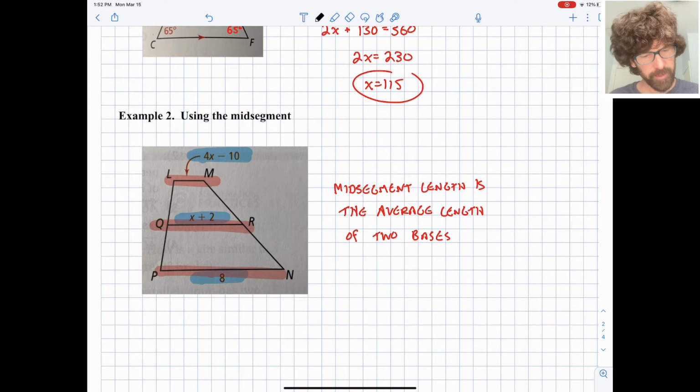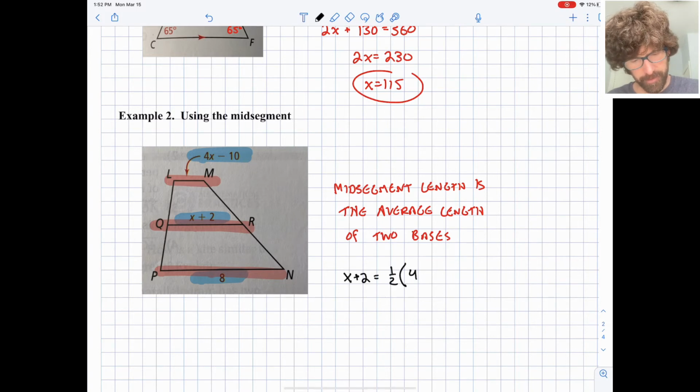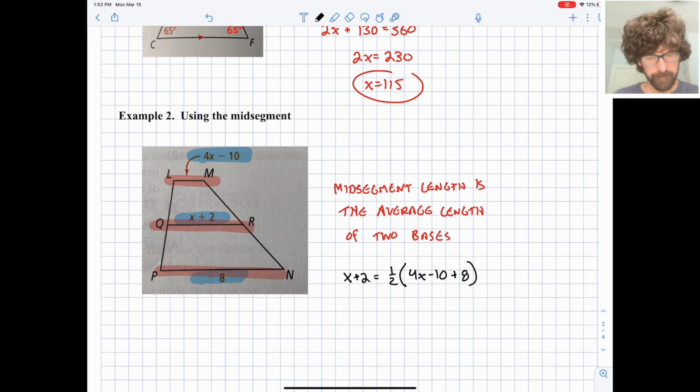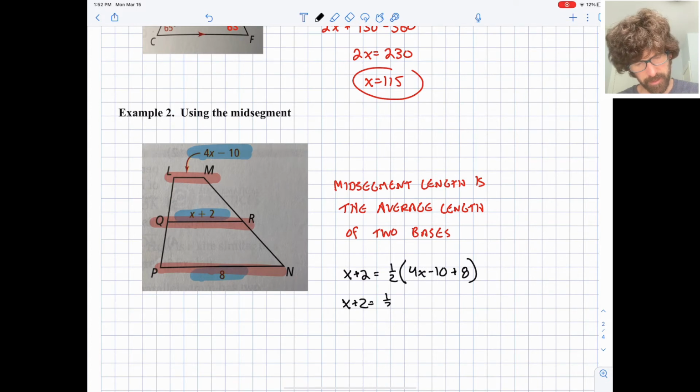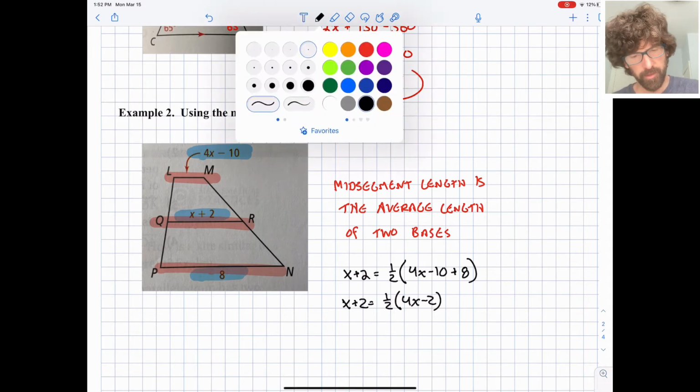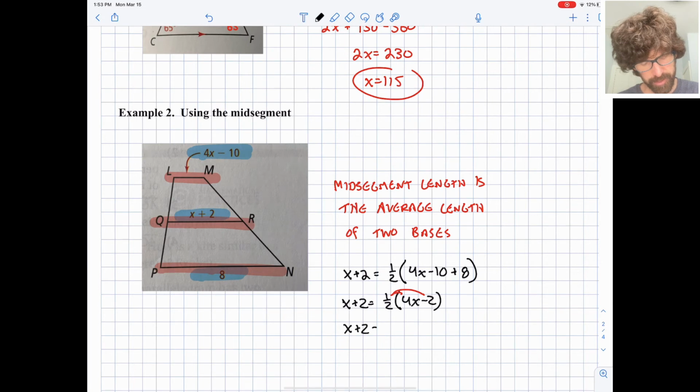So average means we add the two values together and divide by 2. So the length of x plus 2 is equal to half the sum of the other two bases. So let's simplify as best we can. This turns into 4x minus 2. We can distribute the half. X plus 2 equals 2x minus 1, and it looks like we're close to getting it done.